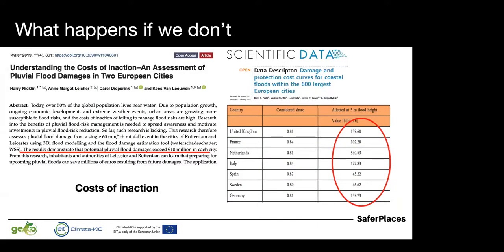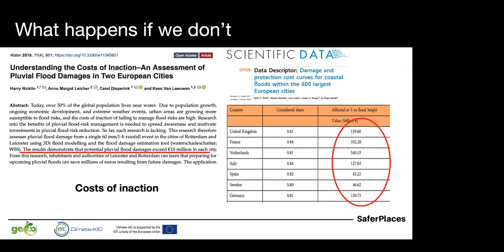So we need new tools and services to guide action at multiple levels in multiple sectors. The cost of inaction related to flooding in cities is very high. For example, here are reported two recent papers focused on damage cost assessment in cities due to coastal and pluvial flooding. Damages and losses are not negligible.